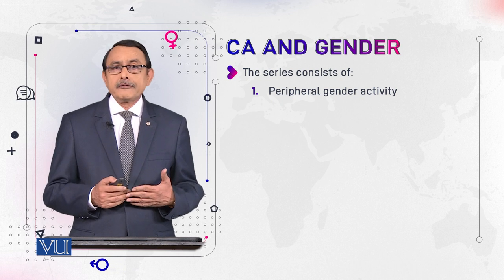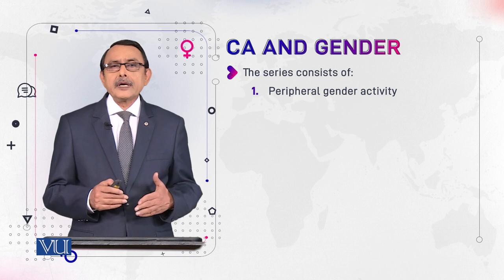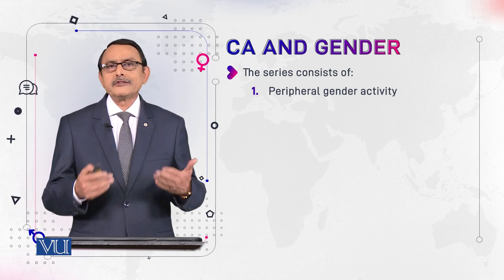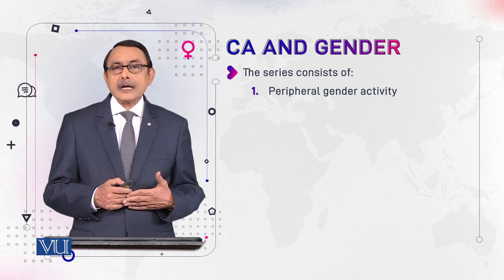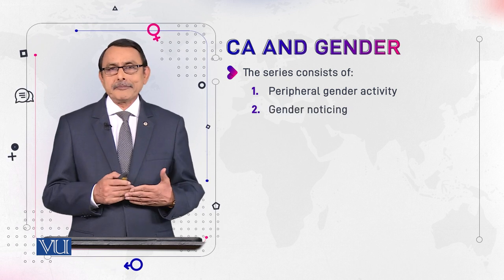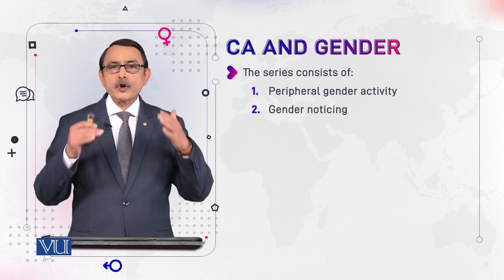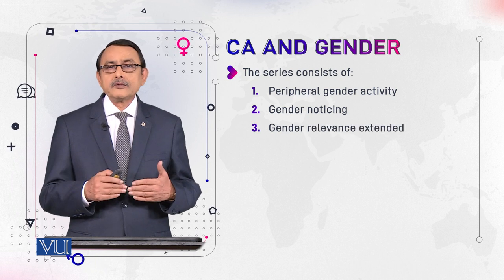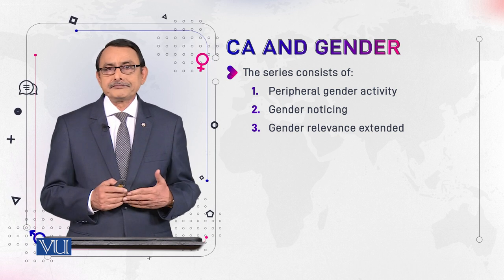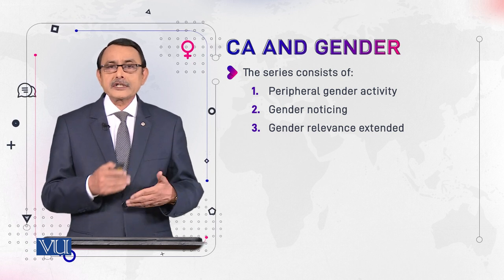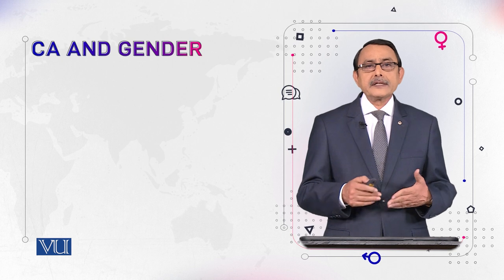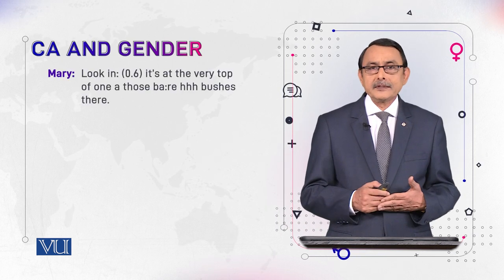The series consists of, number one, first of all, the participant indirectly, very slightly, refers to some gender activity, a peripheral mention, a marginal mention of that. And then as conversation moves on, the second thing is gender noticing. Here, the gender talk is prominent. And after that, whatever follows, gender talk dominates. This is called gender relevance extended. So this is how, during conversation, we find out where gender is. As I said earlier, we will see an example of how it happens.